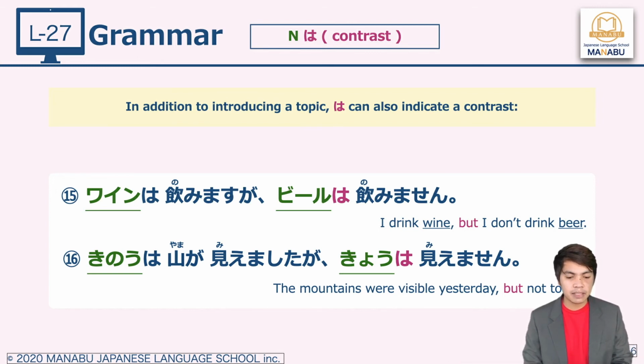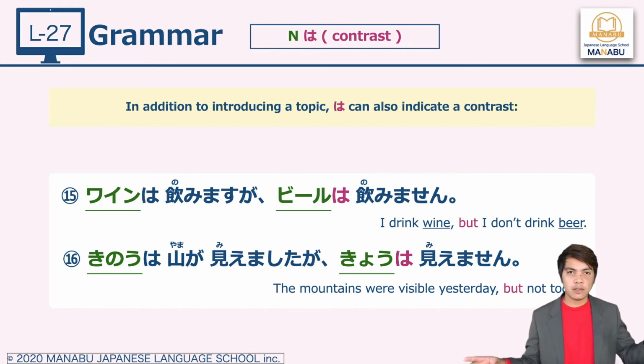Example number 16. Kino wa yama ga miemashita ga kyou wa miemasen. So a positive verb and a negative verb. This time it's a potential verb and a negative potential verb. So the first clause is kino, yesterday. And for the second clause, the subject is kyo, today. So a contrast between yesterday and today.